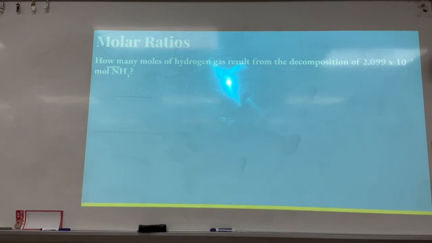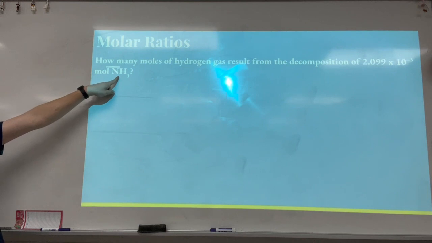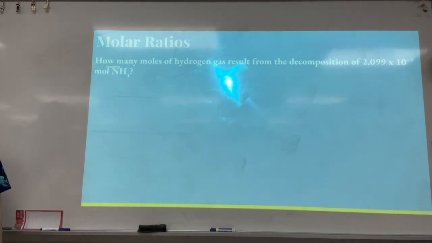I got 2.099 times 10 to the negative 3 moles of ammonia. We have to use scientific notation. This is ammonia, also called nitrogen trihydride. Yes, it has 2 names. Okay, ammonia is better.